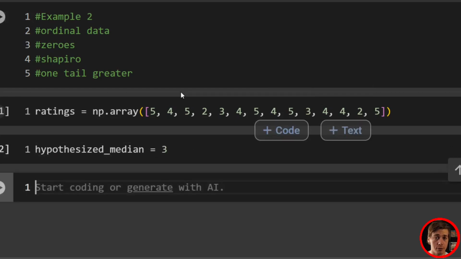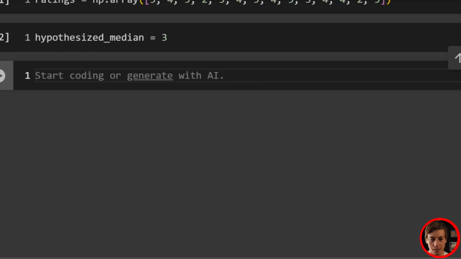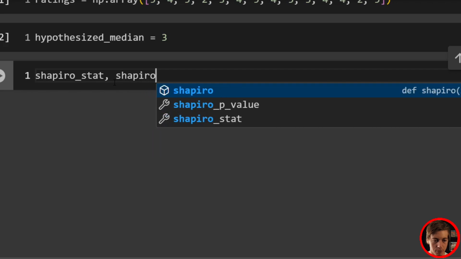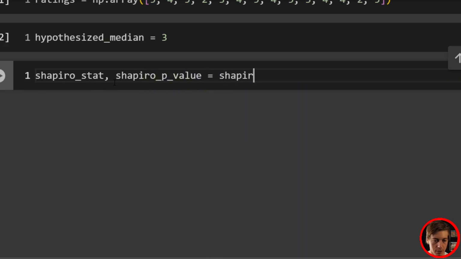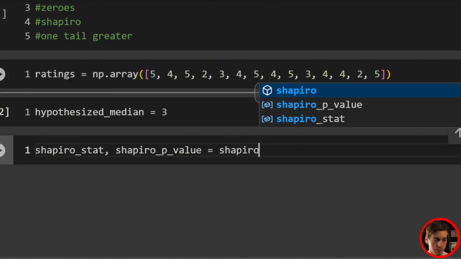And the first thing we want to do is we want to run our Shapiro test, because I want to make sure that this is non-normal distribution. That's why we're running our sign test, right? So we'll say Shapiro stats. We don't care about that one. We would care about our p-value. So Shapiro p-value like that. And then that's going to be equal to Shapiro, and then just pass in our ratings over here.